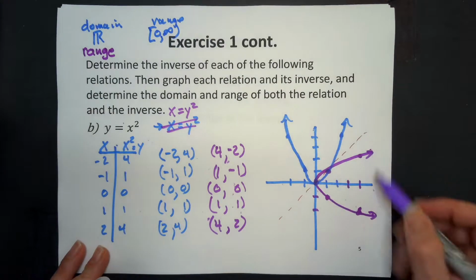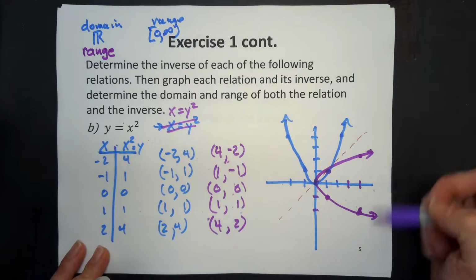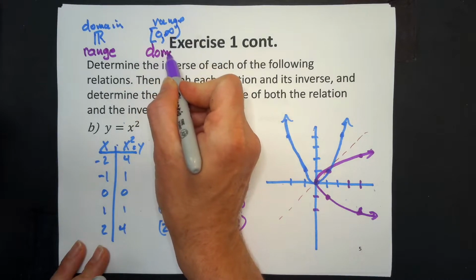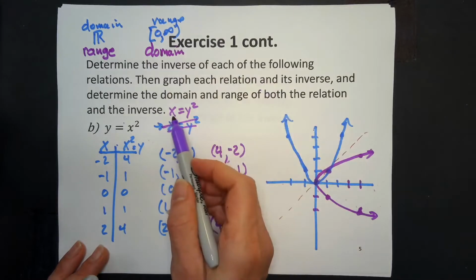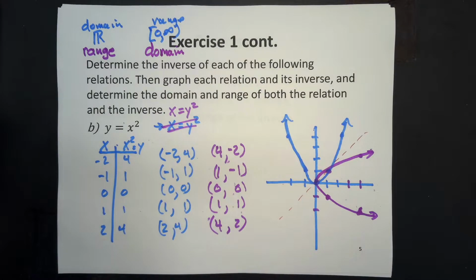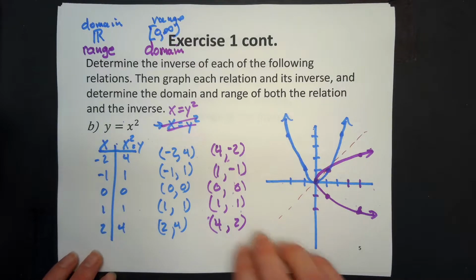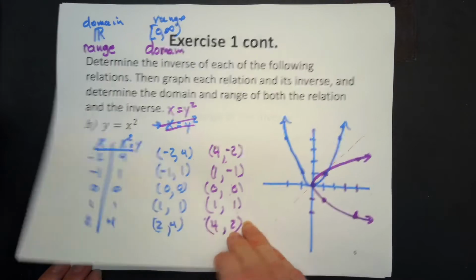You can see how it's going to increase and decrease on the y-axis forever. But my domain is limited to only positive numbers, because there's no way I can get a negative number back out for x when I'm plugging in values for y. And so you can see this here. So my domain and my range switch.